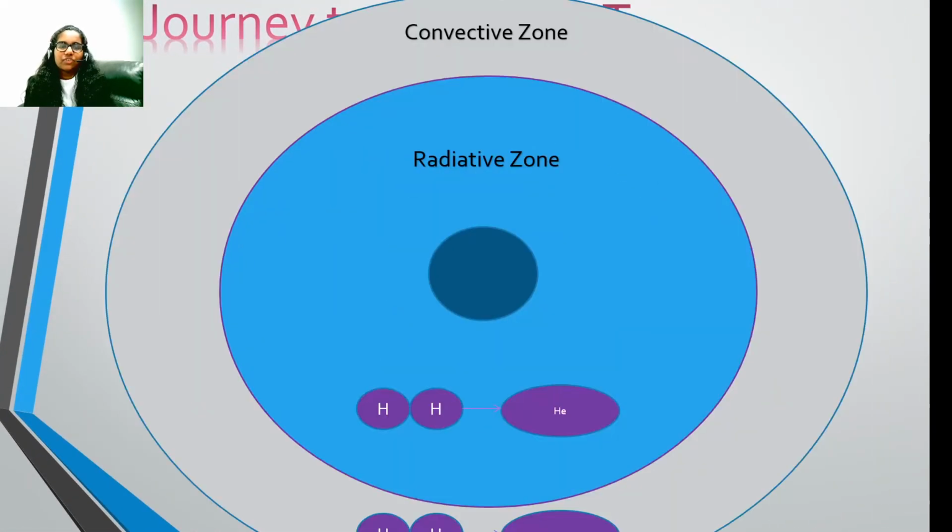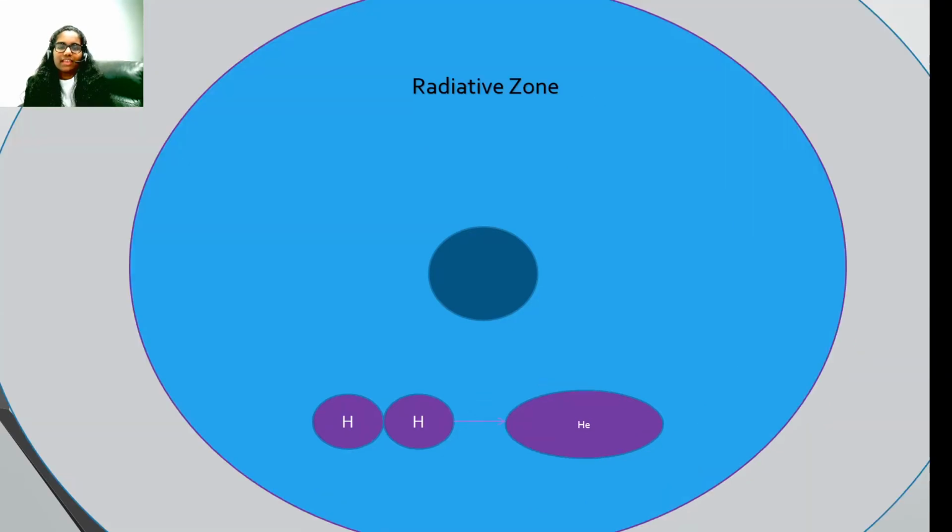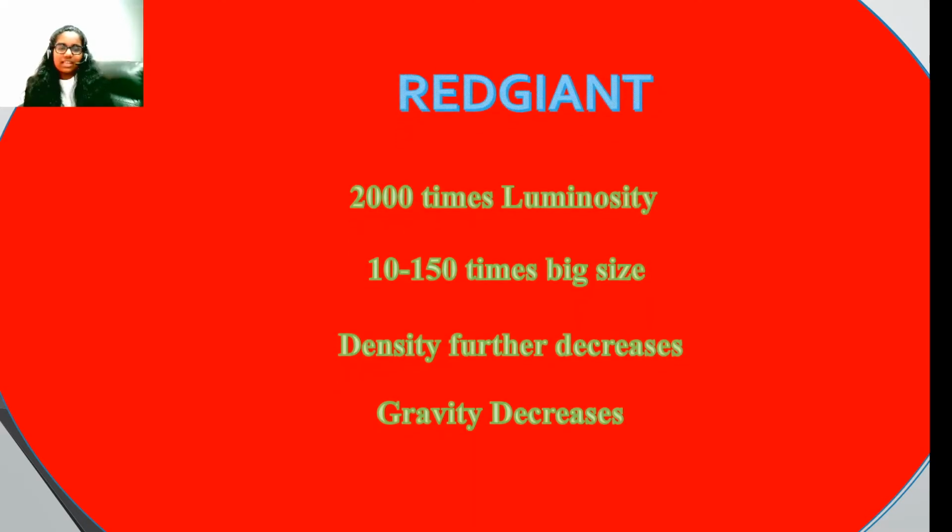Due to helium fusion in the core and the convective nature of the radiative zone, the core contracts and the outer layers expand. As the hydrogen fuses in the outer layers, its luminosity increases by 2,000 times, so its outer layers bloat up to 10 to 150 times its original size. The energy or temperature per square meter reduces drastically, which leads to the star being cool. All cool stars are red in color, hence the star is now a red giant.